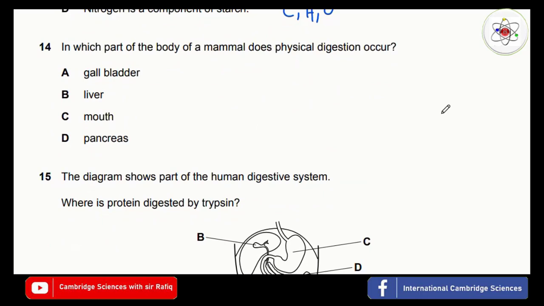Okay, so in which part of the body of a mammal does physical digestion occur? Physical digestion occurs in the mouth cavity, in which the food is broken down into smaller pieces physically.